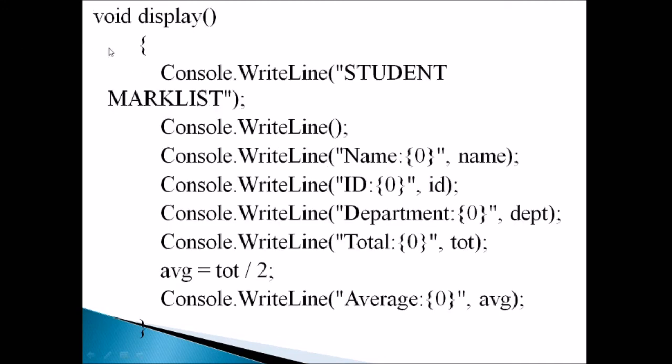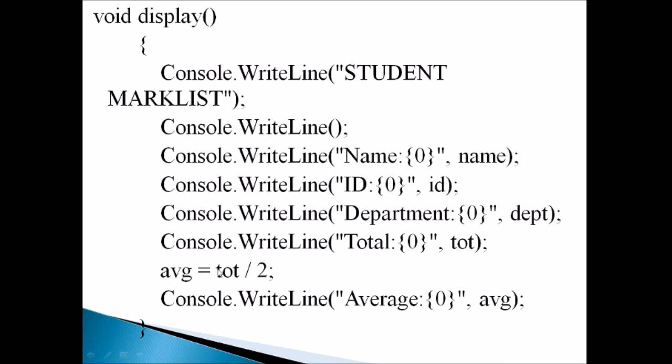And next there is a method, void display. Here the method name is display. Within the method block, some source code is given. Console.WriteLine("student mark list"). This is the title, and then Console.WriteLine with empty parentheses, which will give an empty line, and then Console.WriteLine name. Name is given within double quotes with the place identifier, comma name. The value which is assigned to the variable name will be displayed here. And then Console.WriteLine id, and then department, then total. The variables name, id, department, total will display the respective values in the respective places.